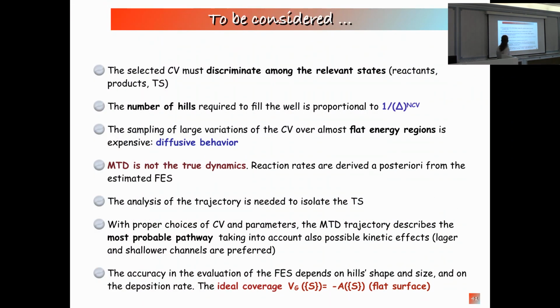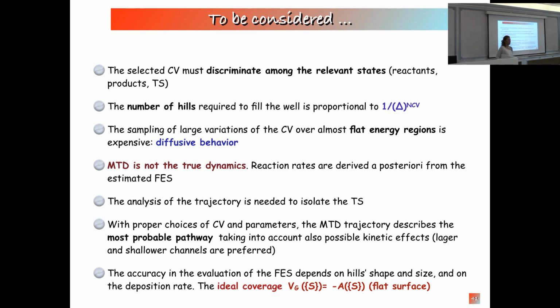These are a sort of warning. I think that more or less I already mentioned them. So the choice in the end, the choice of the collective variable is the most crucial point. Then you can always repeat the simulation, change the hills size and check that they converged.